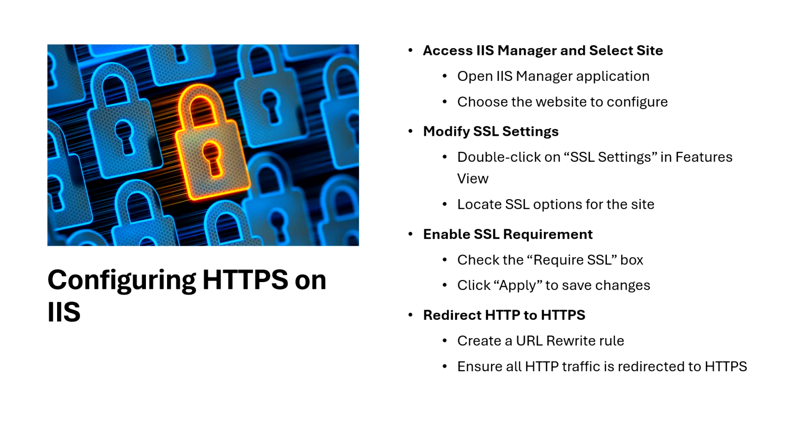To configure IIS to enable HTTPS, you need to open the IIS manager and select the site. Then double-click on SSL settings in the features view. Check Require SSL, then click Apply. This will redirect all the HTTP traffic to the HTTPS, the encrypted site.